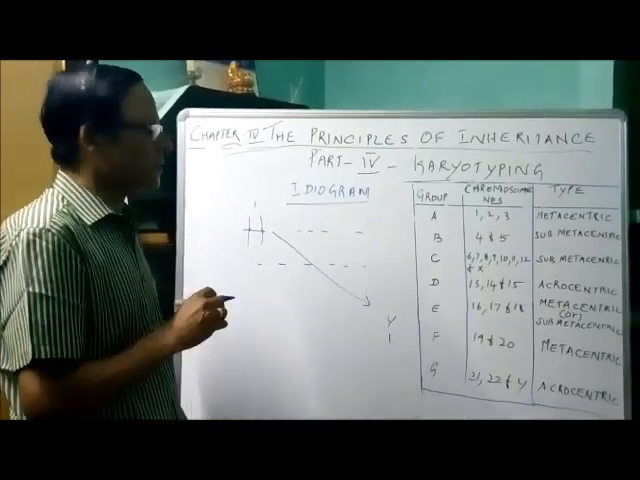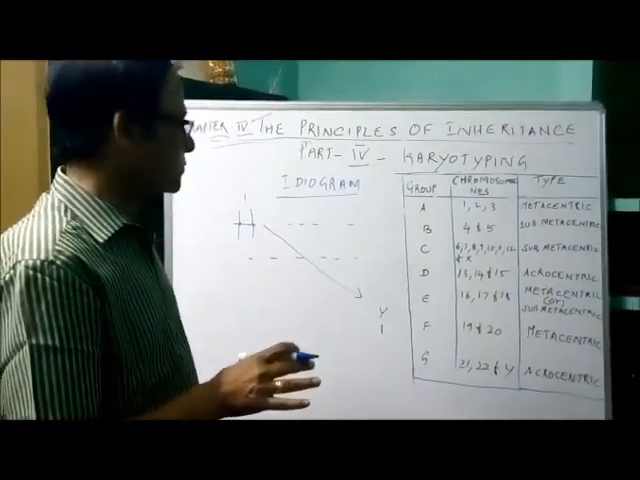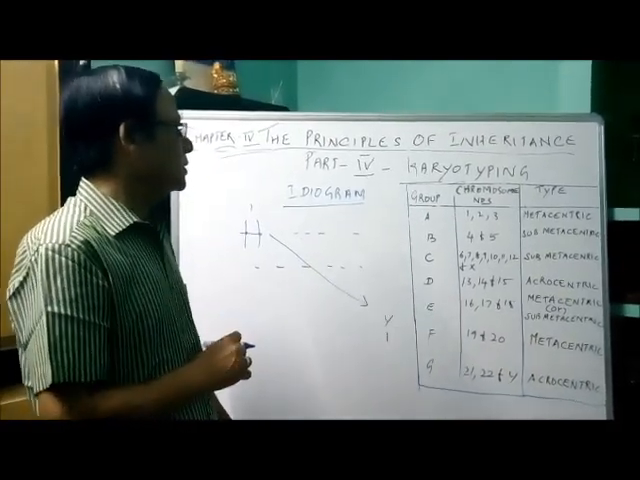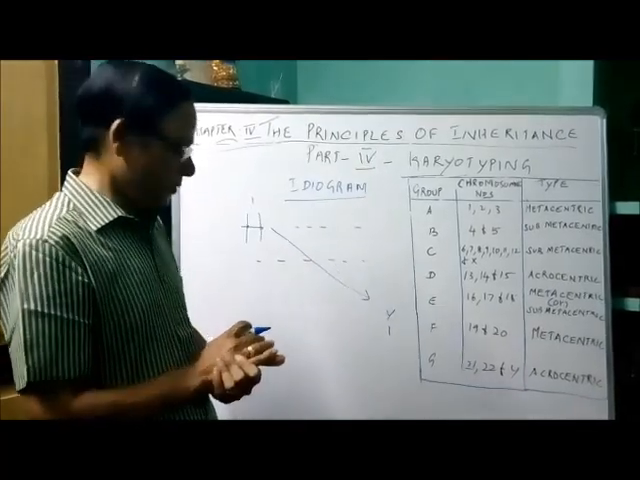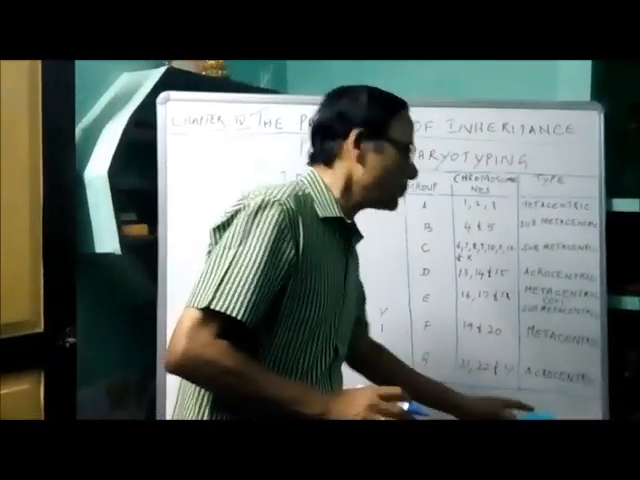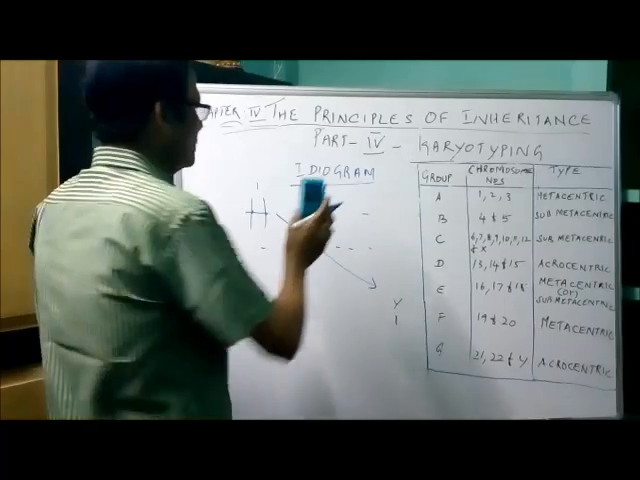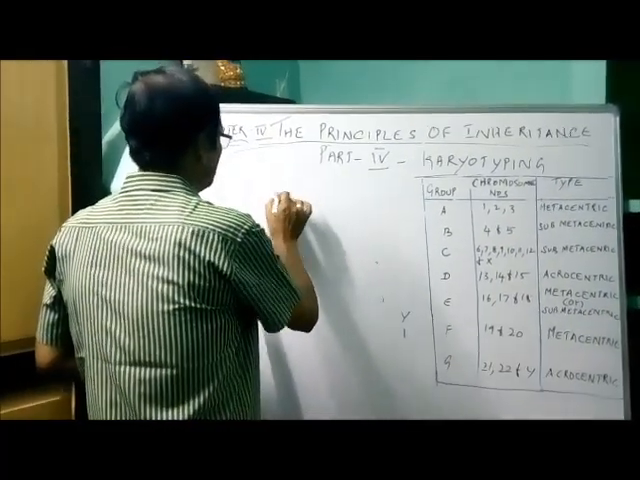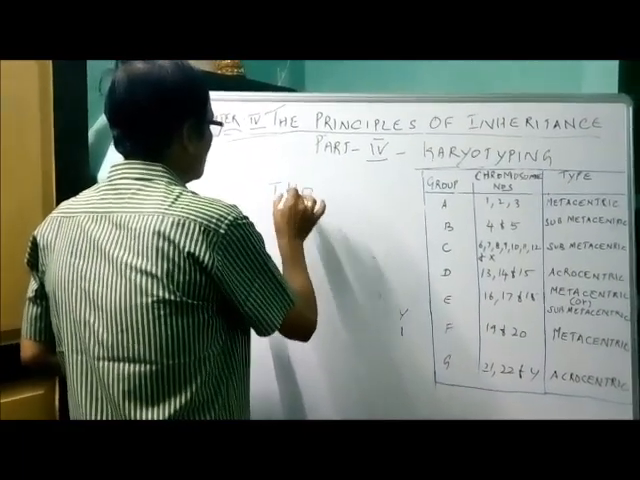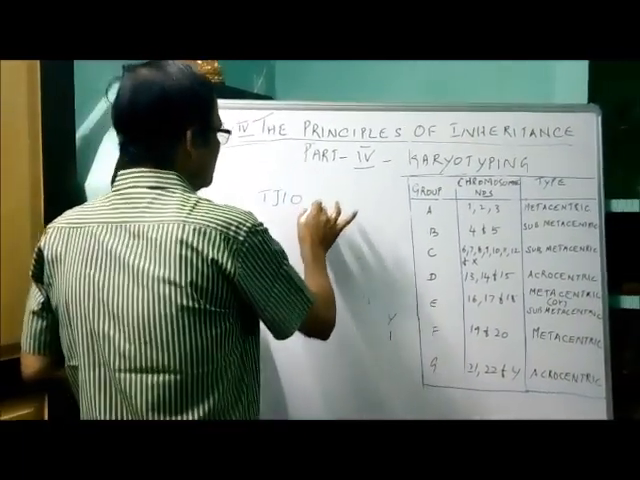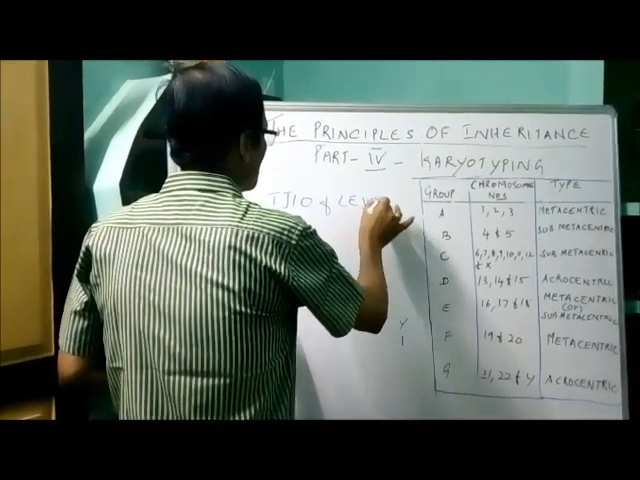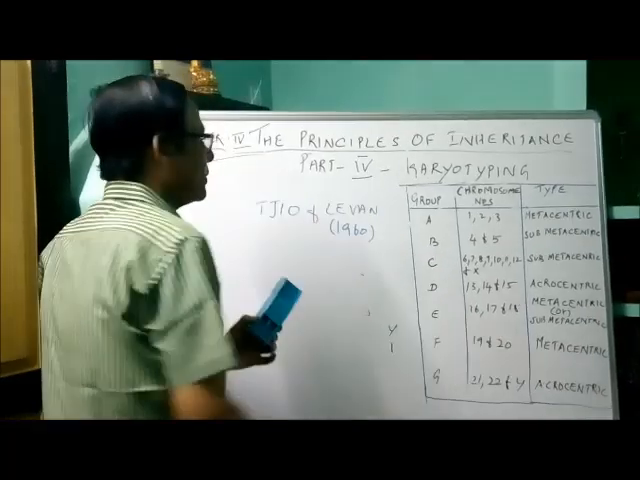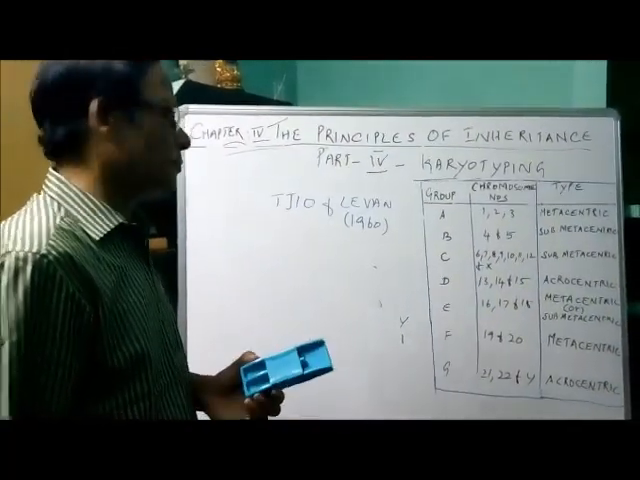This is the technique by which the complete set of chromosomes are separated and arranged in pairs. How to make that? So how to make karyotyping? Two persons developed the method of karyotyping in humans. One person, Tjio, another person, Levan. In 1960, they made the karyotyping of human chromosomes.